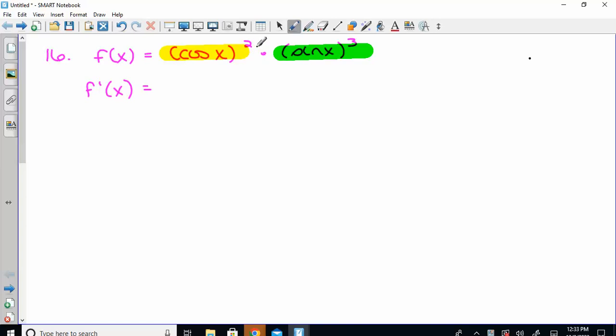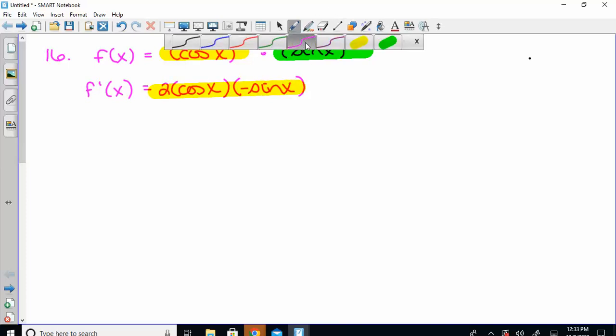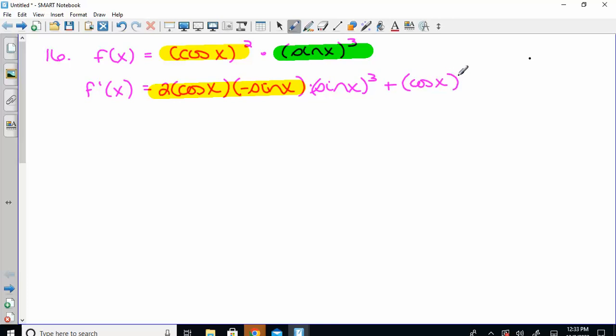Okay, when you have multiple functions, you start on the outside. So the outside comes down, inside stays the same. Subtract 1 from the power, so it's to the first. But then we have to do derivative of the inside. So derivative of cosine. So this all represents the derivative of the first. Then we do times the second. Plus the first times derivative of the second.